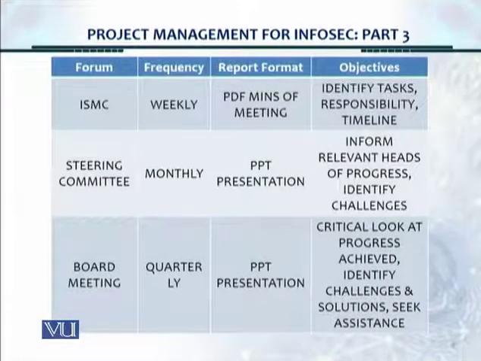So the forums where the reporting is taking place are 3: the ISMC, steering committee, and board meeting. The frequency for ISMC is weekly, for steering committee is monthly, for board meetings it's quarterly. And the report format for ISMC is PDF minutes of meeting. Simply just take a Microsoft Word minutes of meeting format, and there the objectives are identify the tasks, identify the responsibility and the timeline. For steering committee, the format is PPT presentation, and you need to inform the relevant heads of the progress and identify the challenges.